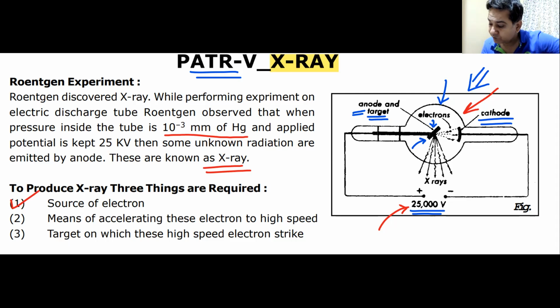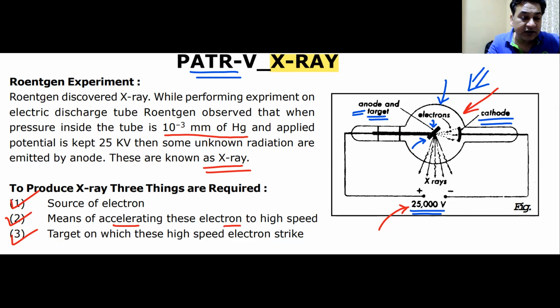Next thing: a means of accelerating these electrons, because these electrons have to strike the anode with very high speed. So I need something that accelerates these electrons. Do we understand this? Yes, sir. And the third thing is obviously a target where they are going to hit, and from where X-rays are going to be produced.